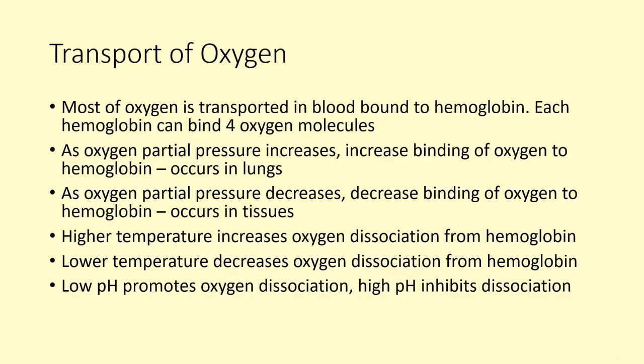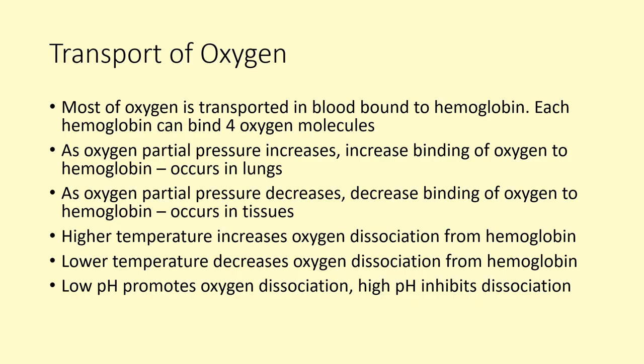So most of the oxygen is transported, as I just said, bound to the hemoglobin in the blood. Each hemoglobin can bind 4 oxygen molecules. As the oxygen partial pressure starts to increase, it will actually increase the binding of oxygen. And so that occurs in the lungs. As the partial pressure decreases for oxygen, it decreases the binding of oxygen to the hemoglobin. That's what happens in the tissue. So as that pressure decreases, it starts releasing the oxygen off the hemoglobin.